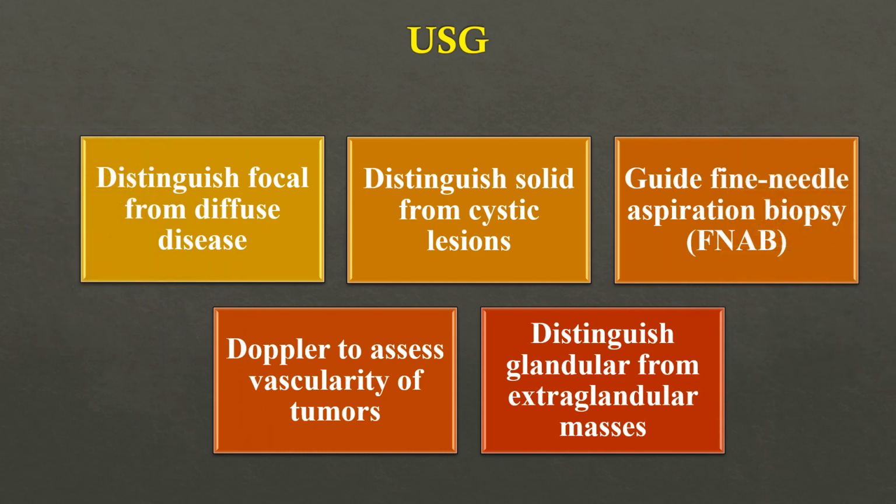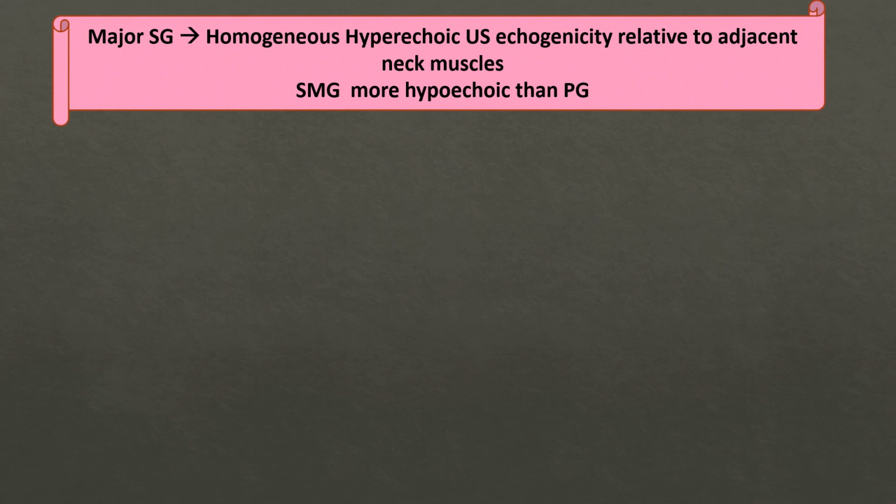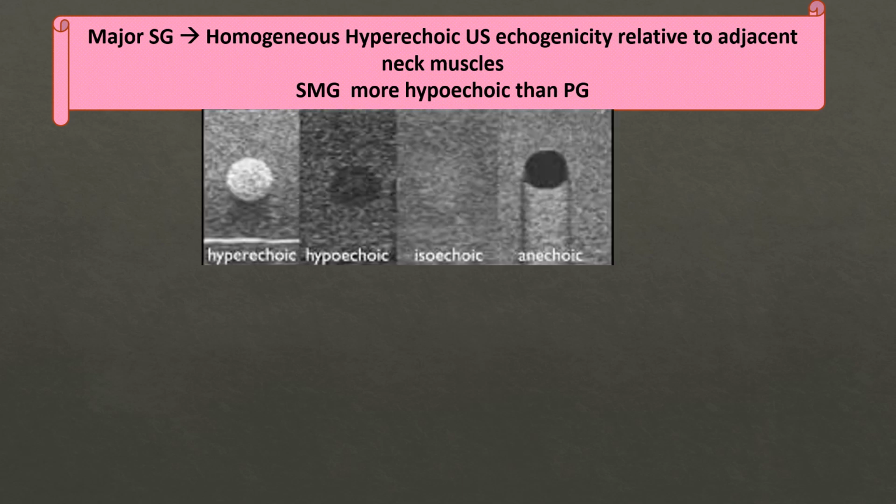Sonography is very important in imaging of salivary gland disorders because it helps one to distinguish focal from diffuse disease, solid from cystic lesions, and it can also be used as a guide for performing fine needle aspiration biopsy. The Doppler variety of ultrasonography can be used to assess the vascularity of the tumors, and it is also useful to distinguish glandular from vascular structures. The major salivary glands appear homogeneous with hyperechoic echogenicity related to the adjacent neck muscles. Submandibular glands are more hypoechoic than the parotid glands.